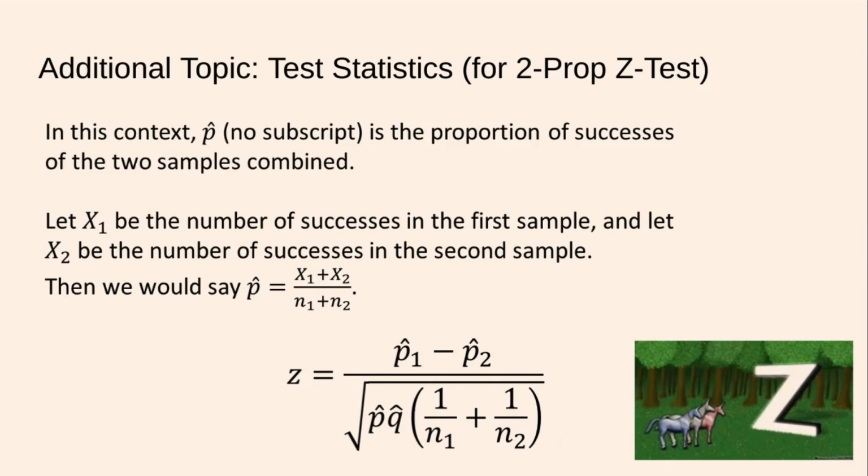Moving on. We need to talk about what p hat and q hat are, because in this chapter, p hat always seems to be followed by a subscript of either 1 or 2. So what's just p hat with no subscript in the context of 2 proportions? Well, p hat with no subscript is the proportion of successes of the 2 samples combined, all right? So if we let x1 be the number of successes in the first sample and let x2 be the number of successes in the second sample, p hat is the sum of the x's over the sum of the sample sizes. So there you go. There's p hat. Q hat is, of course, the complement of p hat. So whatever I get for p hat, subtract it from 100%, and you get q hat.